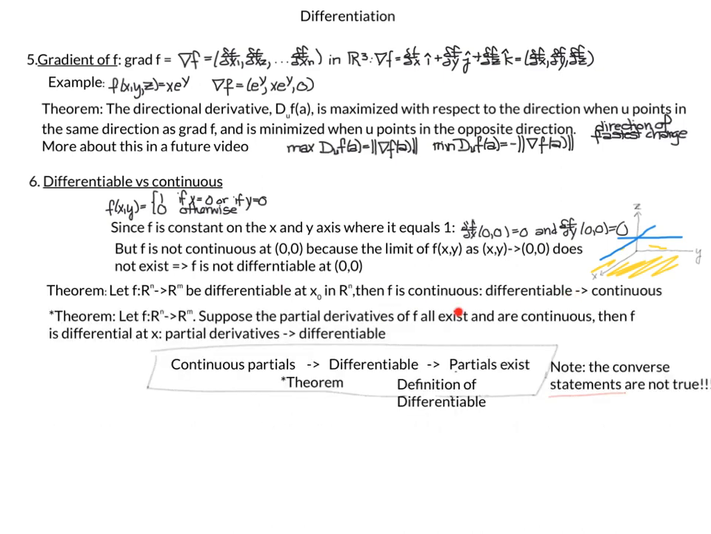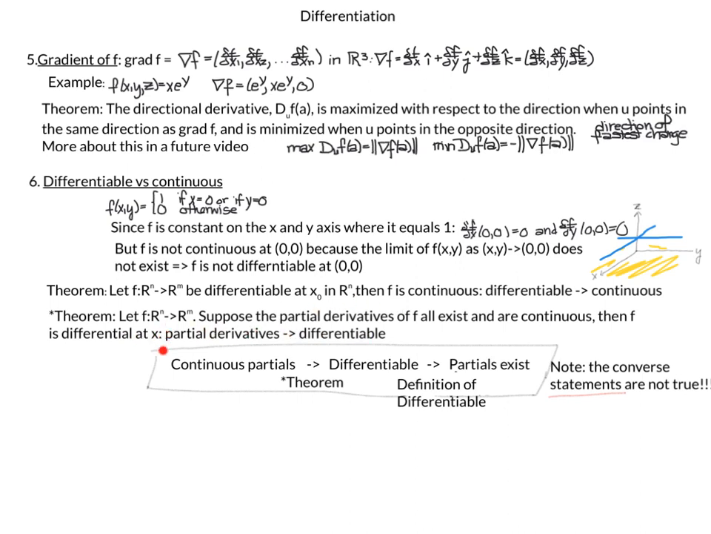So the two theorems I have to help me with this are, first, let f go from R^n to R^m. If f is differentiable at a point in R^n, then f is continuous. So in other words, differentiable implies continuous. The second theorem: suppose the partial derivatives of f all exist and are continuous, then f is differentiable. So partial derivatives imply differentiable.